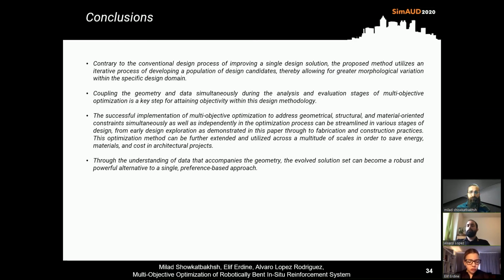In conclusion, the proposed method utilizes an iterative process of generating a population of candidates, allowing for a wider morphological variation. What is key here is the coupling of geometry and data during analysis and evaluation stages. This multi-objective optimization method, as demonstrated in this paper, can be employed in various stages of design. It can also be further extended across various scales to save energy, material, and cost in architectural projects. This method can become a robust and powerful alternative to a single preference-based approach.